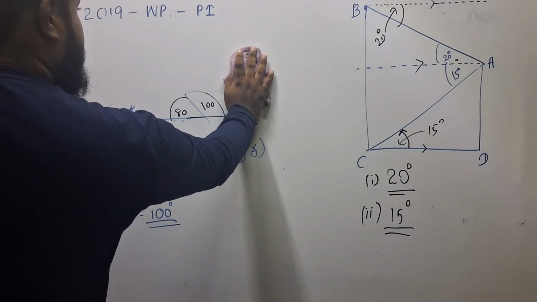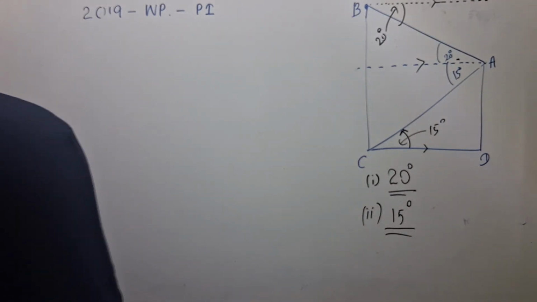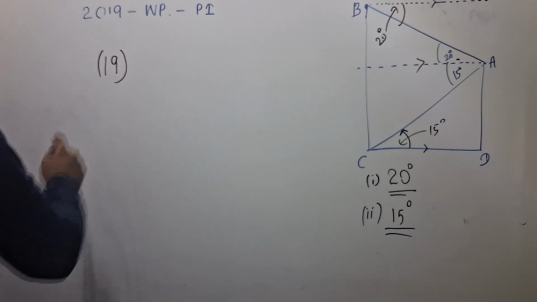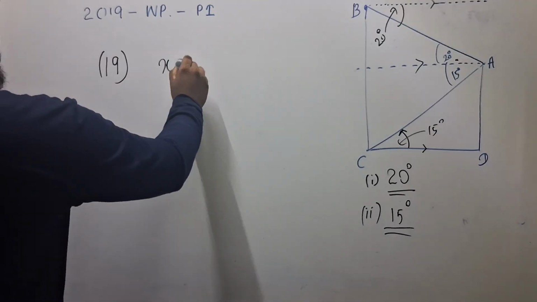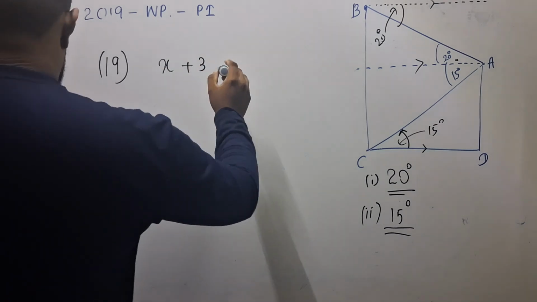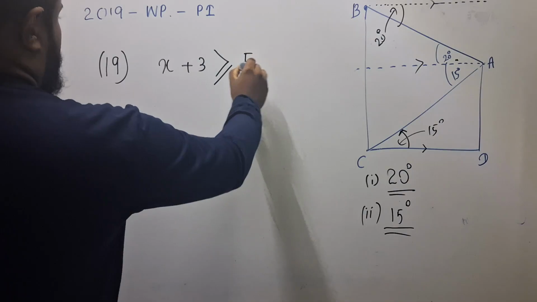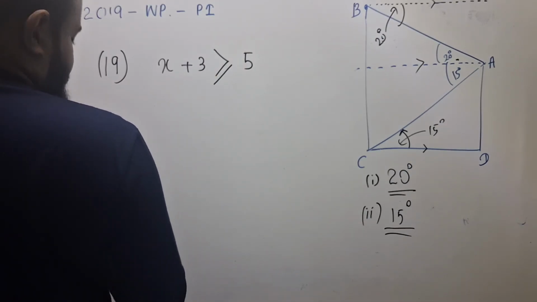Now I did question number 18, then did question number 20. I have forgotten to do question number 19. Question number 19. Solve the inequality x plus 3 is greater than or equal to 5 and write the smallest whole number x can take.